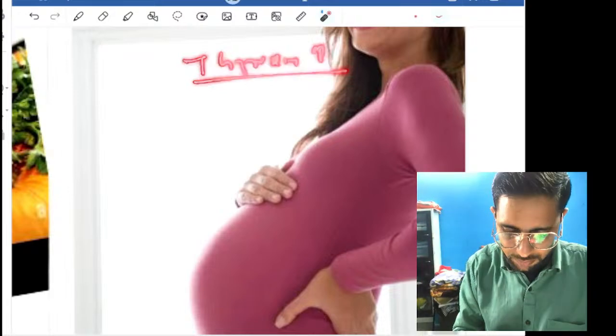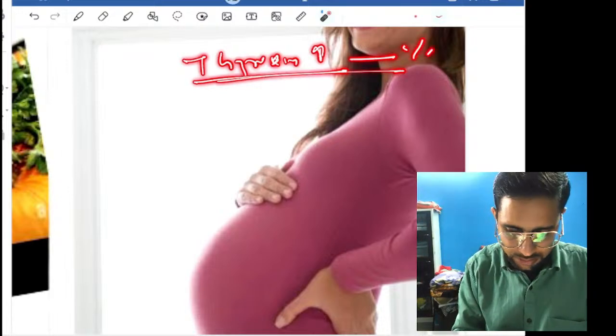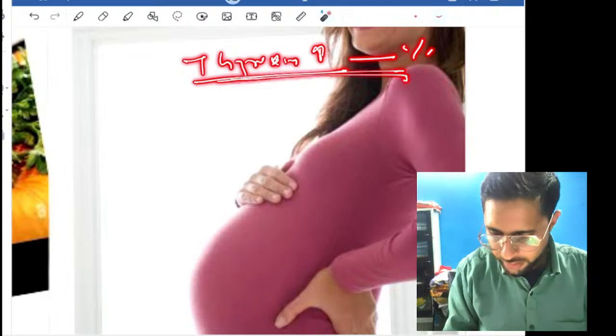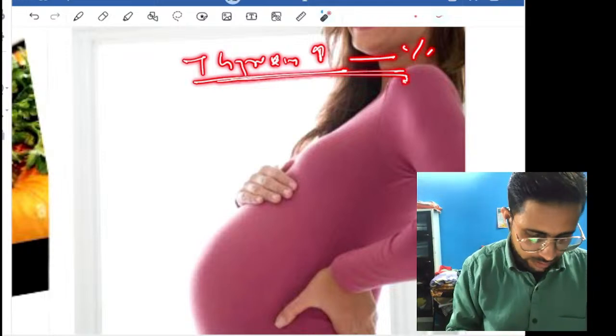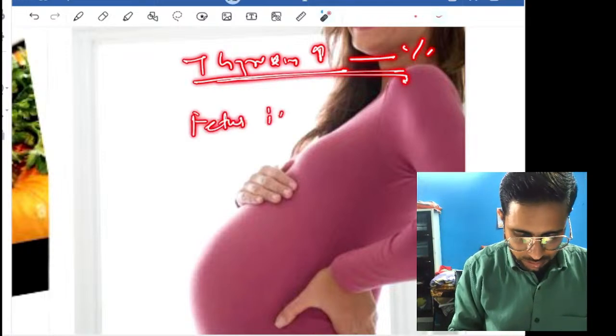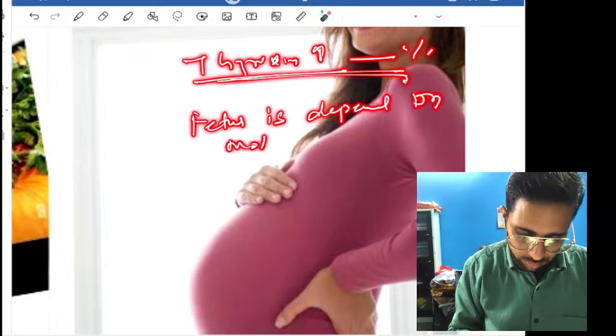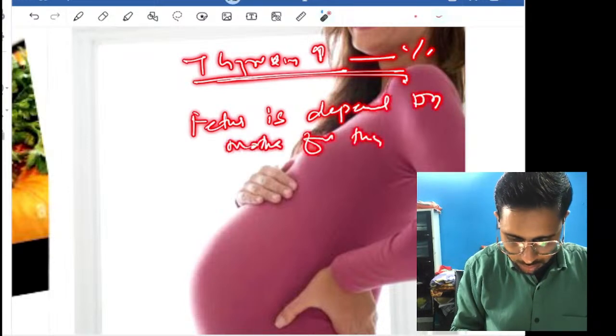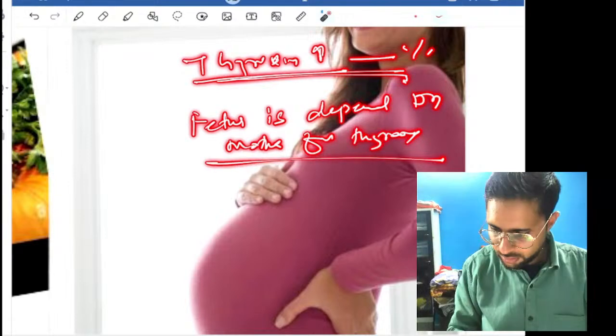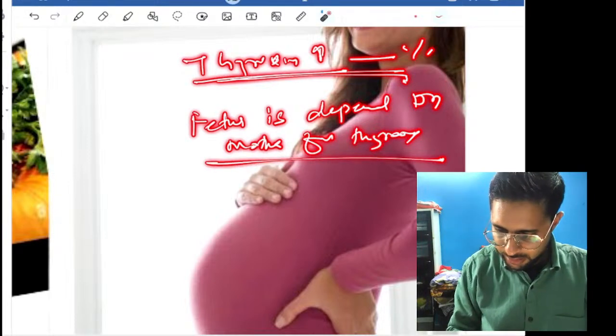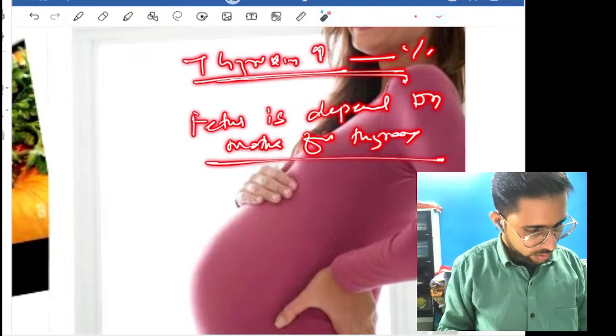Type in the chat box: thyroxine demand increases by which percent? Thyroxine demand increases because the fetus is dependent on the mother for thyroxine. So thyroxine demand increases, so the dose should be increased by how much? Yes, tell me in the chat box.